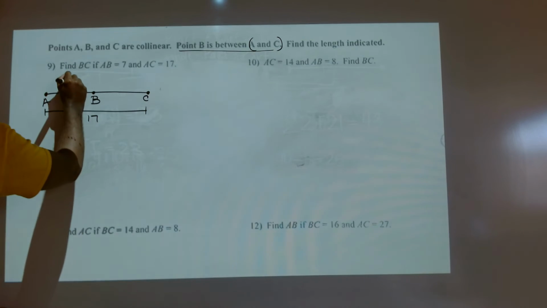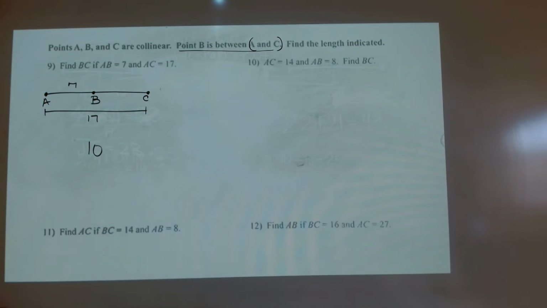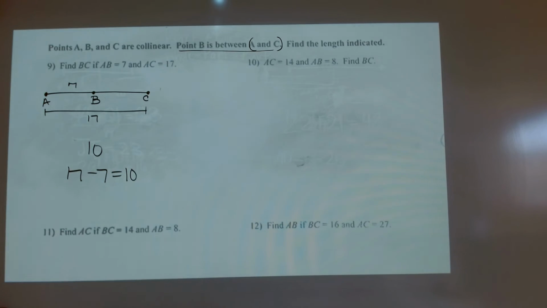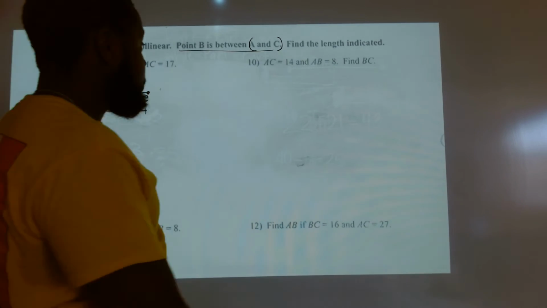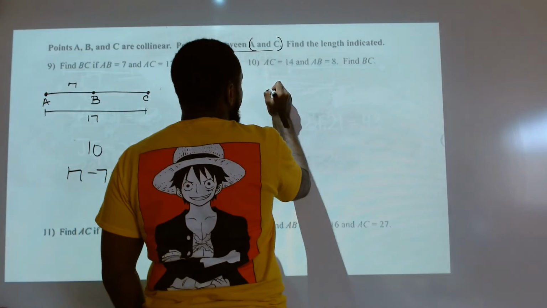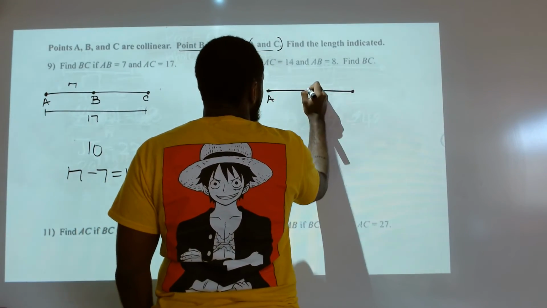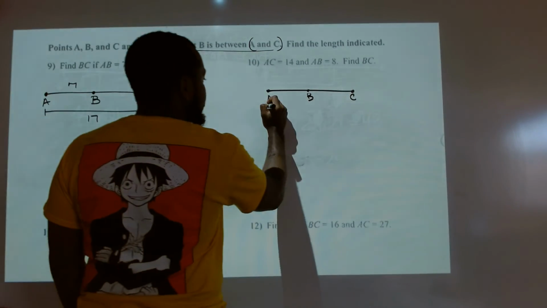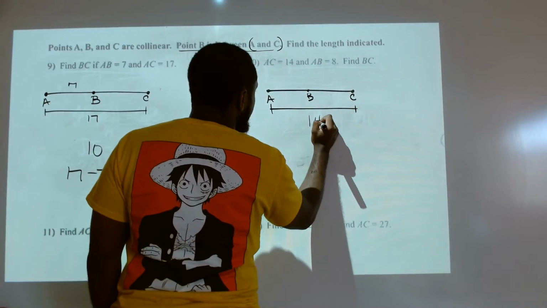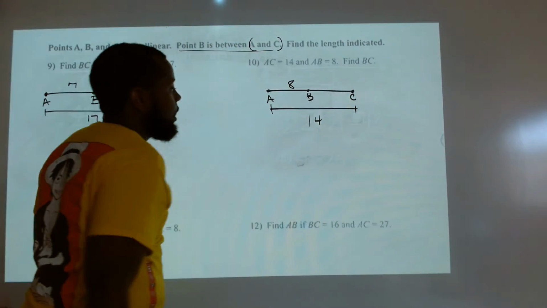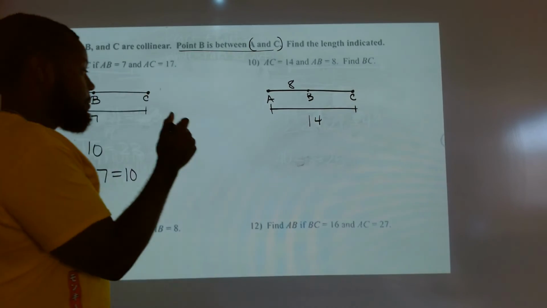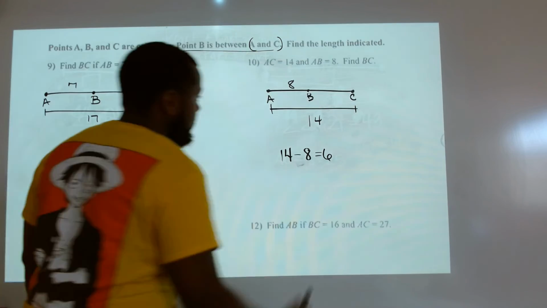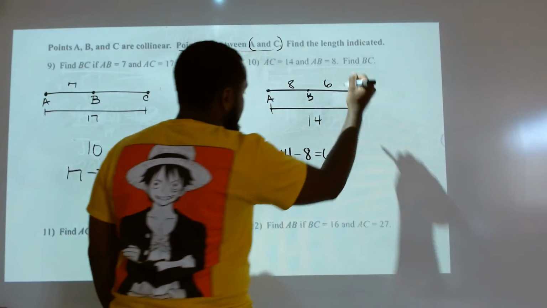So if your full length is 17, and from A to B is 7, we already know our answer is 10, because 17 minus 7 will give you 10. Basic elementary school math. Same rule applies here. You go from A, B, and C. If the full length is 14, and from A to B is 8, I need to know that missing number. We already know 14 minus 8 is 6. So from B to C, that's 6.